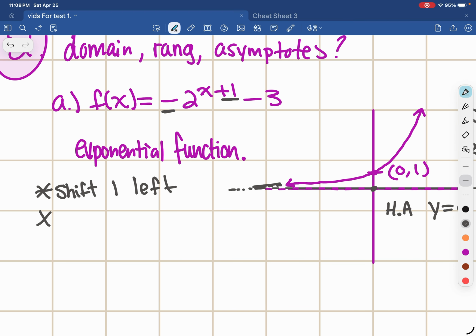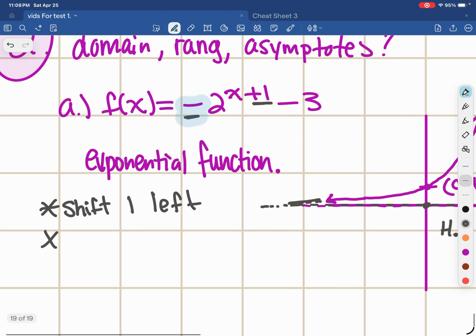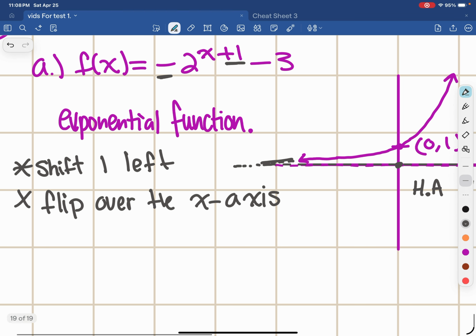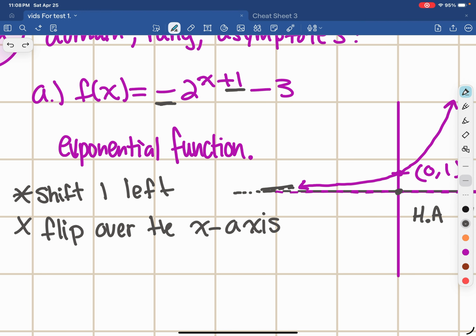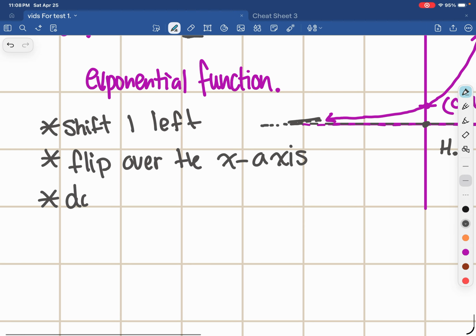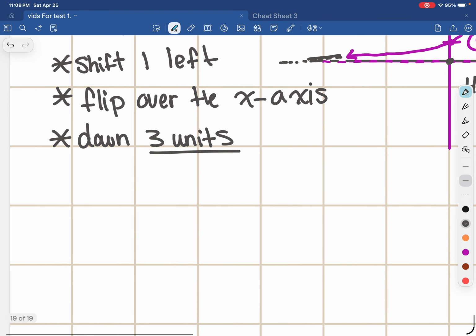So we have a negative in front of the 2. So this is going to be a flip over the x-axis. It's in front of the x. If it was with the x, it would be the y. And then our last is going to be down 3. This one does stay true to the sign it's with. Pretty simple stuff here.